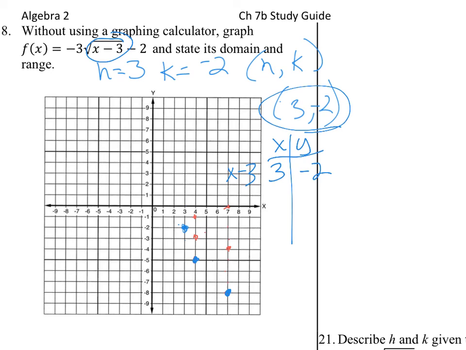All right, now I want the x minus 3 to be 1. So x is going to have to be 4. Square root of 4 is 2. 2 times negative 3 is negative 6. Minus 2 is negative 8.